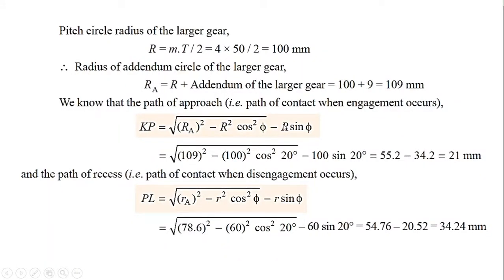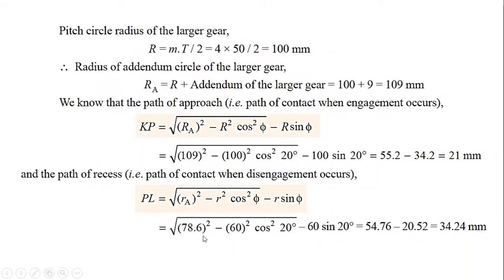Now we will calculate the length of path of approach. It is the path of contact when engagement occurs. Kp equal to square root of capital RA squared minus capital R squared cos squared phi minus capital R sin phi. We know all the values: capital RA is 109 millimeter, capital R is 100 millimeter, and phi is 20 degree. Apply all the values in this equation and we will get the value of Kp. Kp value is 21 millimeter.